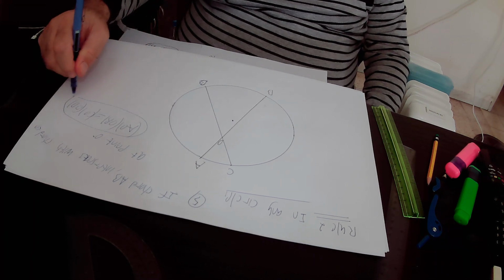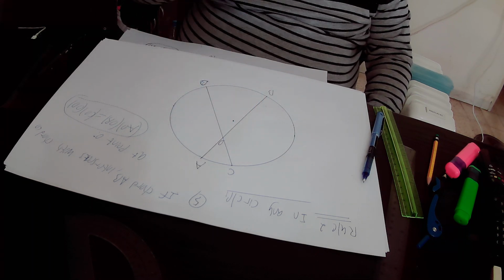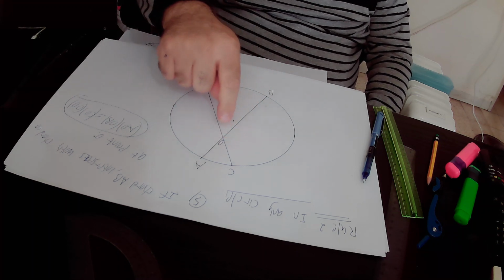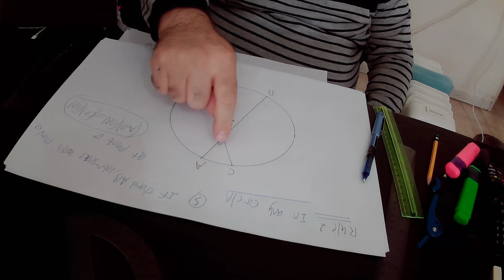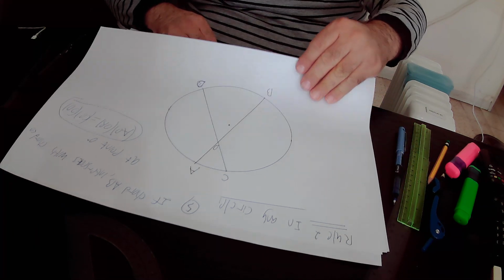Repeat again, according to rule number 2, if chord AB intersects with chord CD at point O, then the following equation is true: AO times OB equals CO times OD. So we can implement rule number 2 in our drawing.